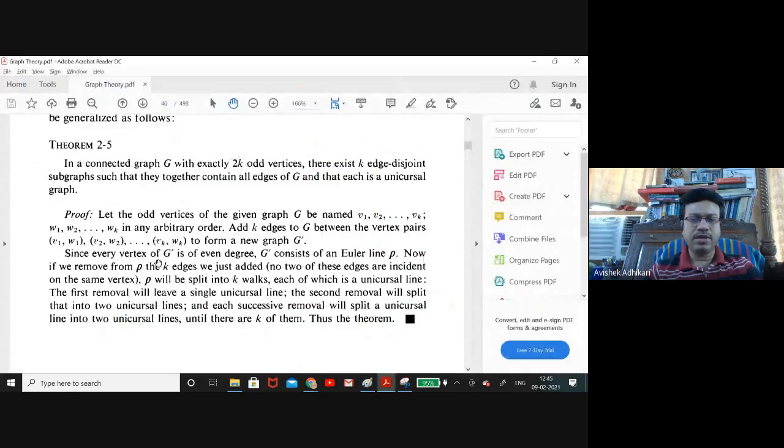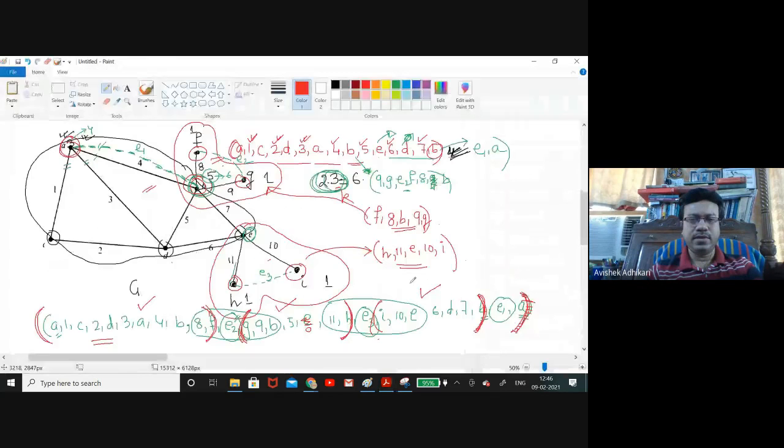So the new graph is now G dash. Since every vertex of G dash is of even degree, G dash consists of an Euler line, say rho. Now, if we remove from rho the k edges we just added, rho will be split into k walks, each of which is a unicursal line. See, if you remove this one, then what will happen?